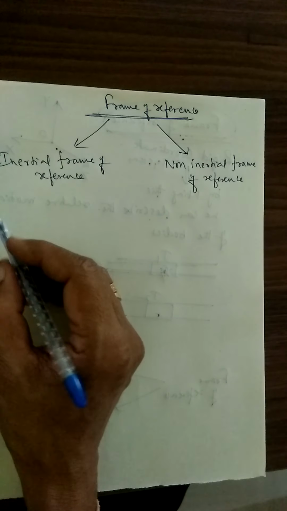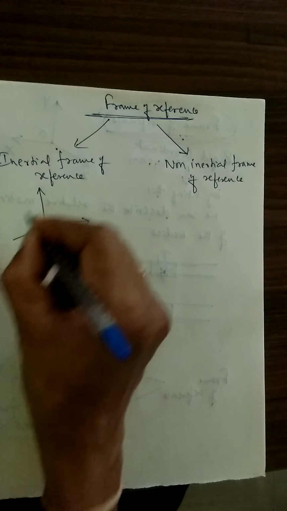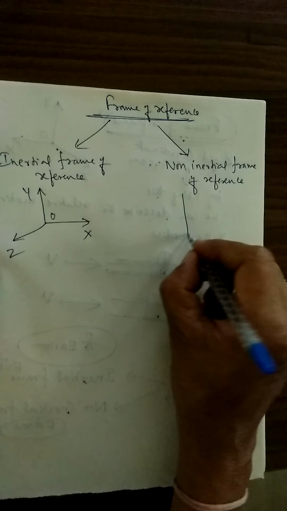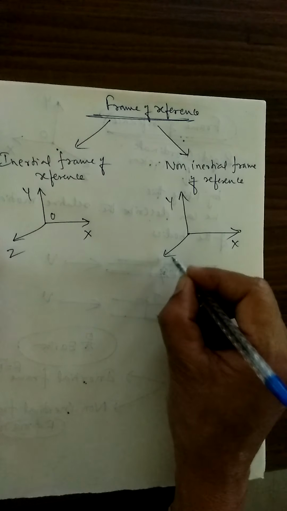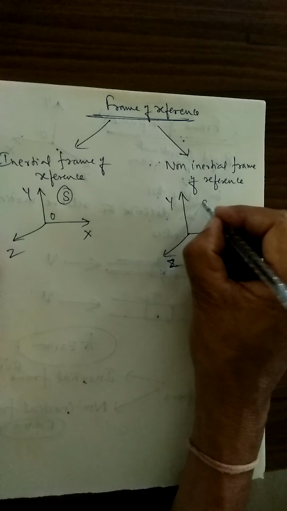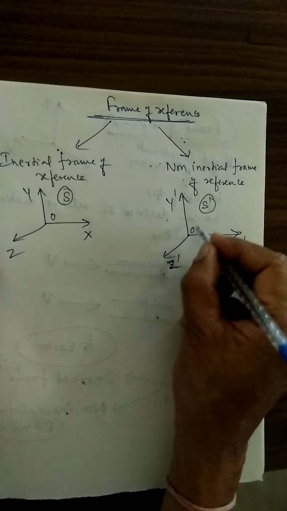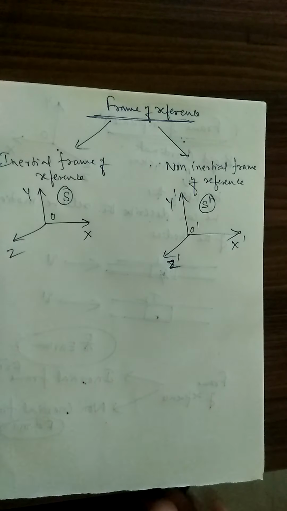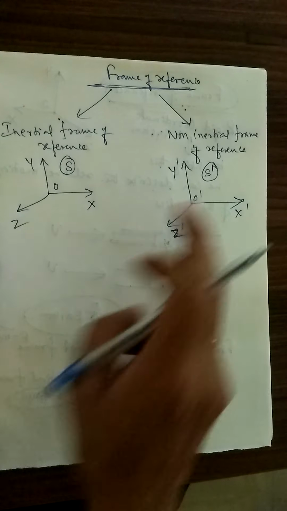Both are rectangular Cartesian coordinate systems only, with X-axis, Y-axis, Z-axis. Both are like this only, don't forget. This is taken as the S frame, and this is taken as the S dash frame, maybe with X dash, Y dash, Z dash and origin O dash. Both are rectangular coordinate systems only.